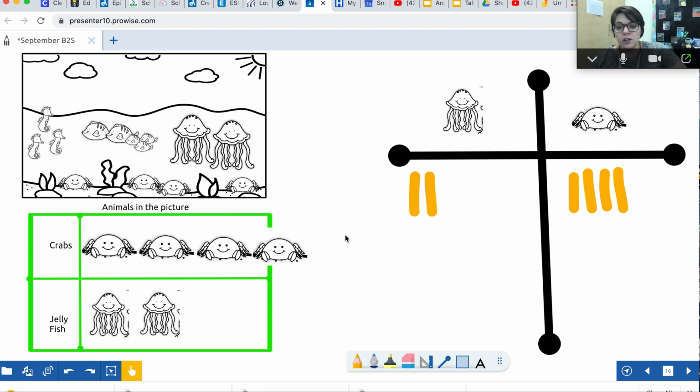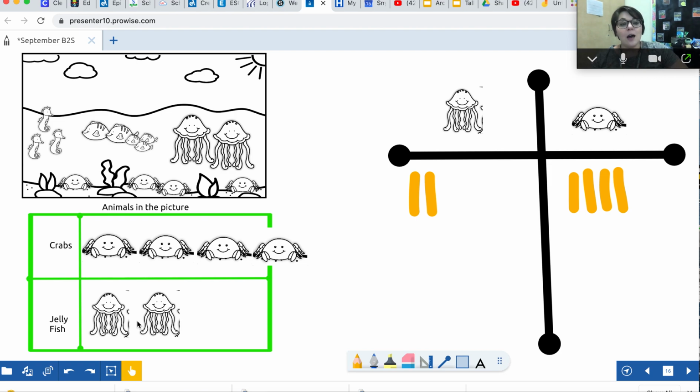So now we can look at our completed graph. It has a title. Here are the labels. Now the labels are important too, because if we didn't have the labels right here, we may not know what is actually going on in this graph. Again, we have to have the information. It only helps us if we know what these numbers actually stand for, what these pictures actually stand for. So animals in the picture, crabs, there's 4, and jellyfish, there's 2. Okay? So picture graphs are super easy.